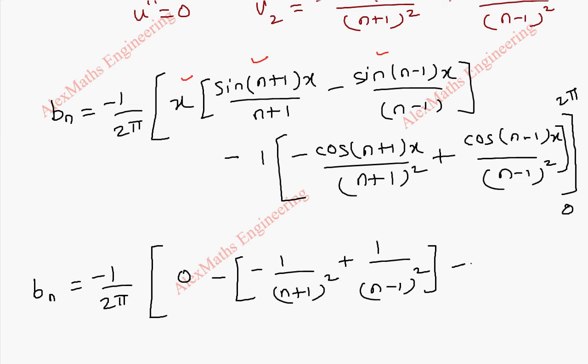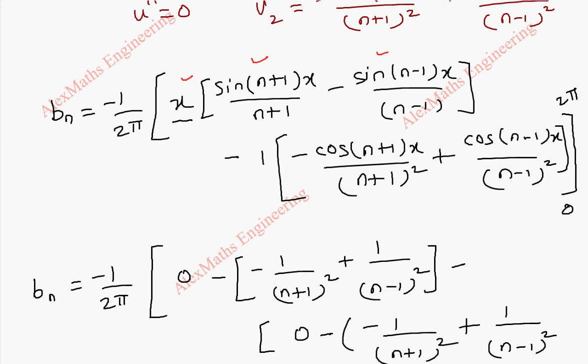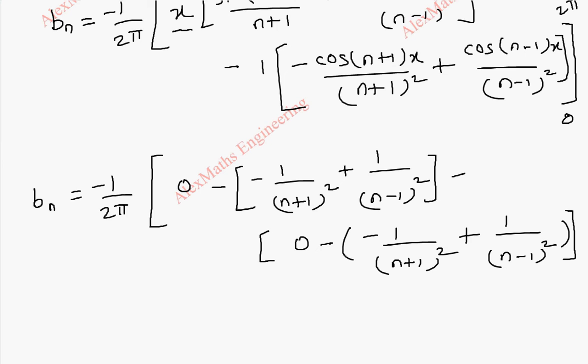And coming to the lower limit, the first term is fully 0 because of this x. And open bracket, first term is 0, then minus, bracket open. When I put 0, it is 1, but there is a minus sign, so we take this. Again, this is 1 by (n minus 1) whole square. So we completed the limit substitutions.